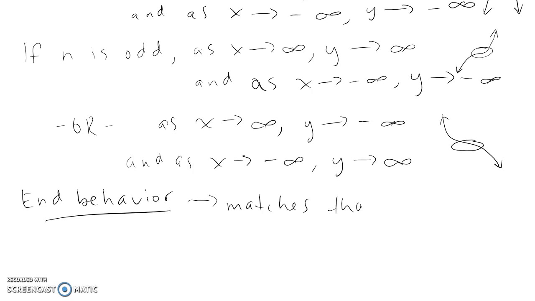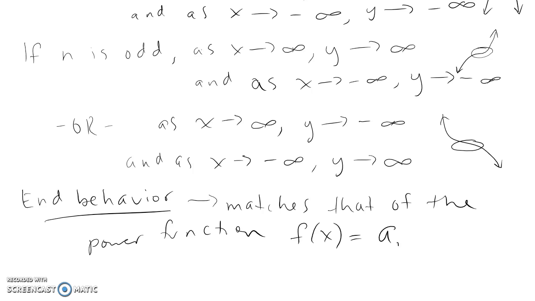Okay? In all cases, end behavior always matches that of the power function, and we can talk about a power function as a sub n x to the n. Basically, it just has one term raised to the same degree as whatever polynomial we're looking at. So if it starts with an x to the fifth term, no matter how many terms it has after that, it's going to behave at the ends like x to the fifth.